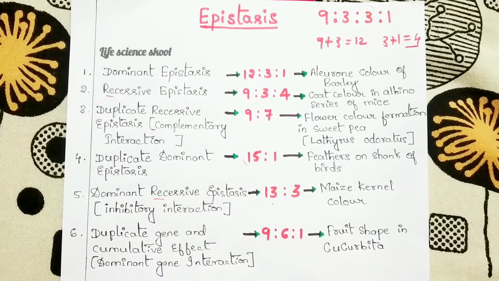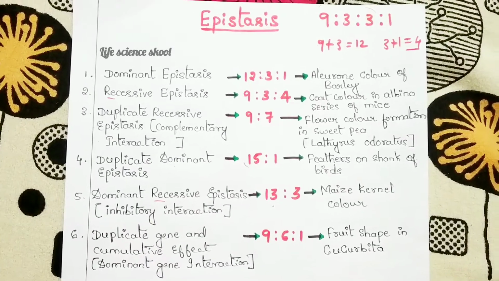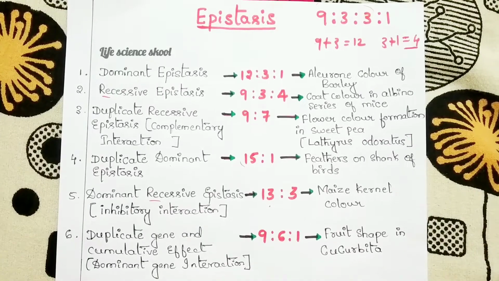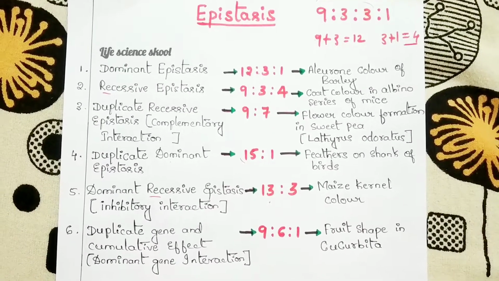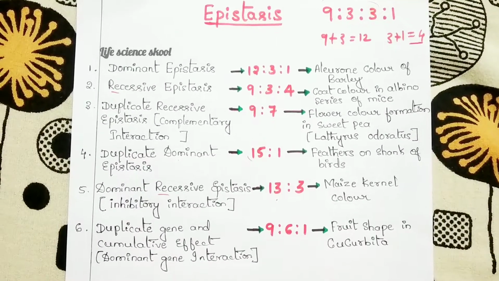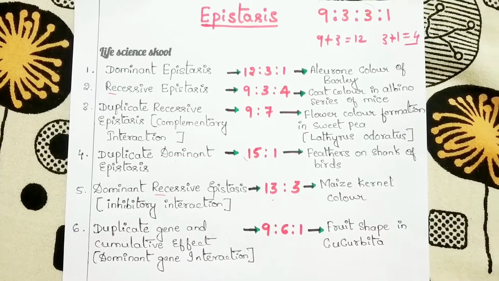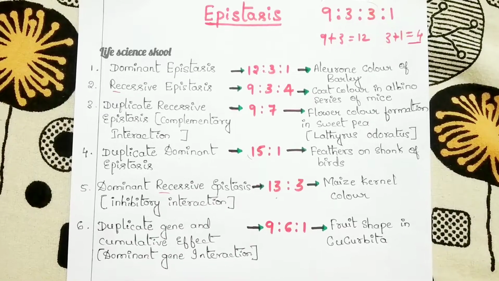So this is how you can remember the phenotypic ratio of all six types of epistasis. I'm hoping I have shared the knowledge that I have, and that this video will help you.